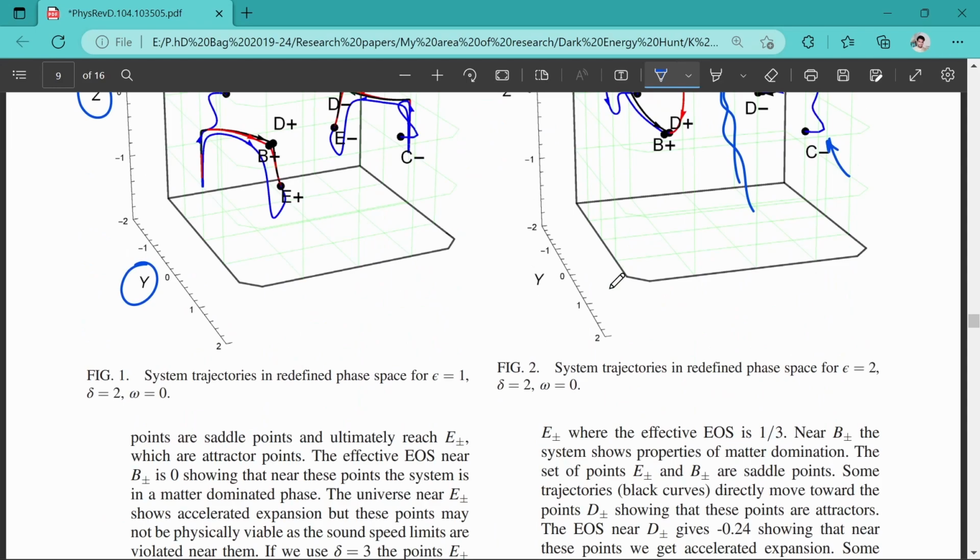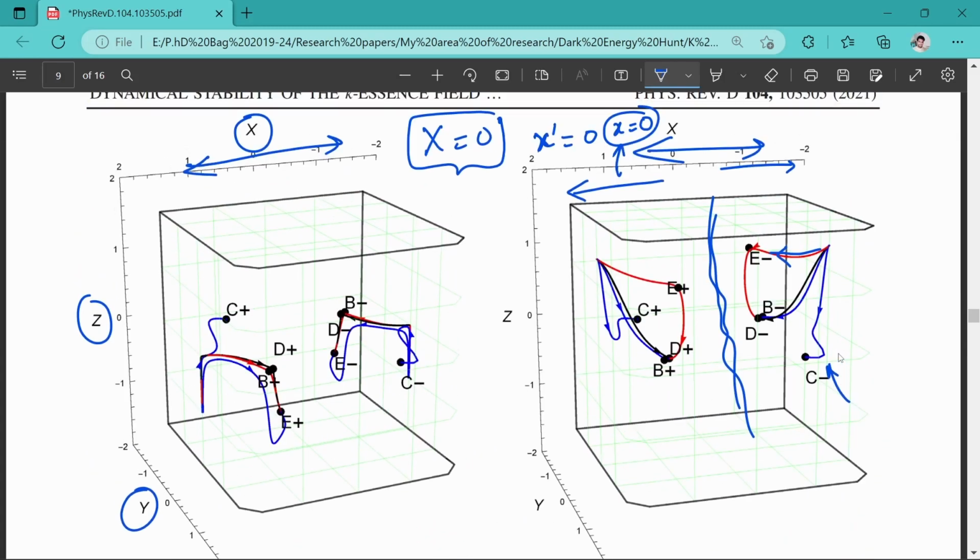Here we have plotted the epsilon equal to 1 part and the epsilon equal to 2 part. You can see that E plus and E minus are showing the stable accelerating points. C plus and C minus are the points which correspond to the phantom points, because here omega total is less than minus 1, meaning minus 2, minus 3, minus 4. These trajectories are coming from some past, and then going through the points D and B minus, which correspond to the non-accelerating omega total. It may be 0 or it may be 1/3.